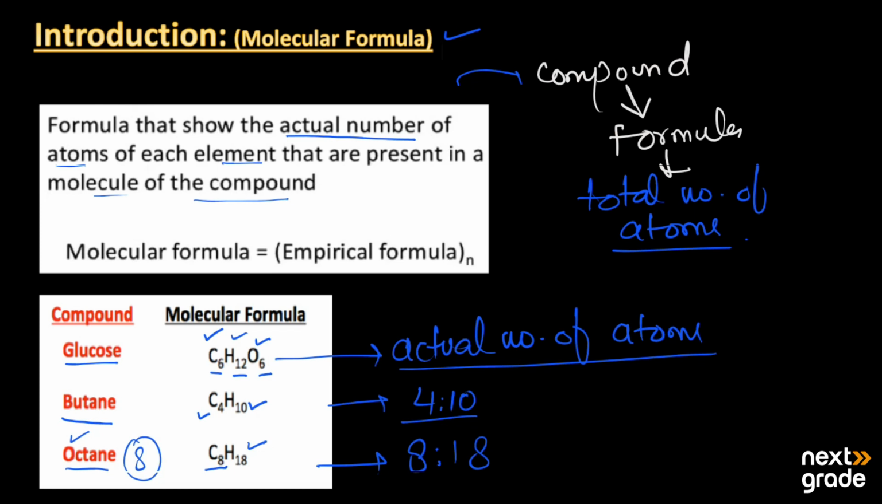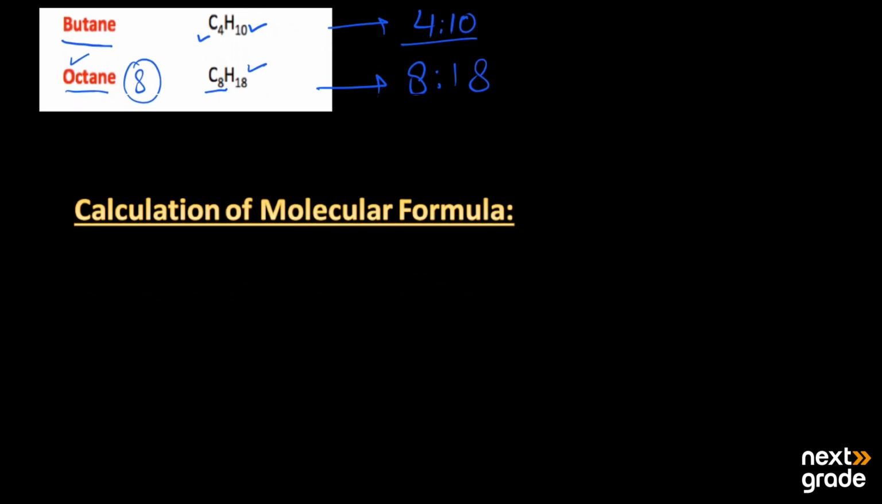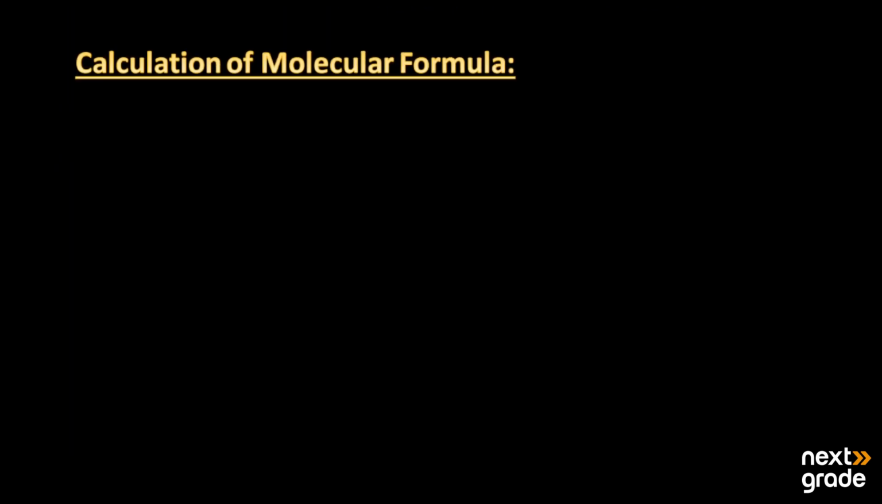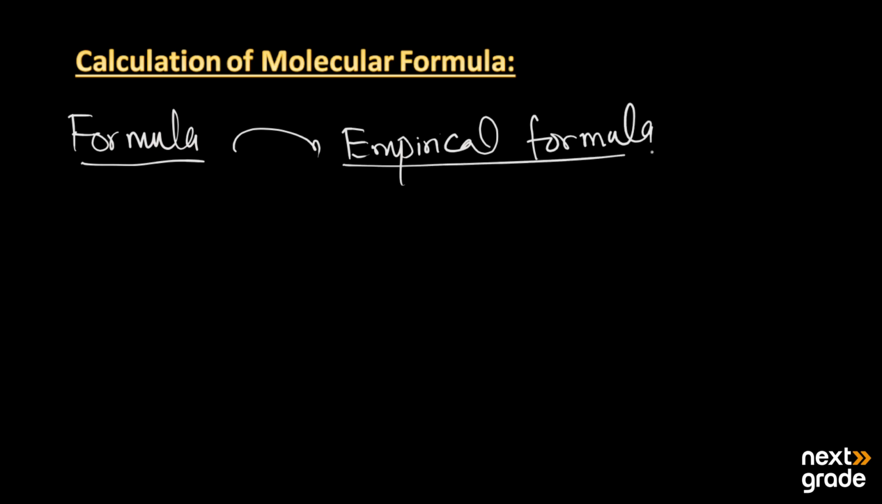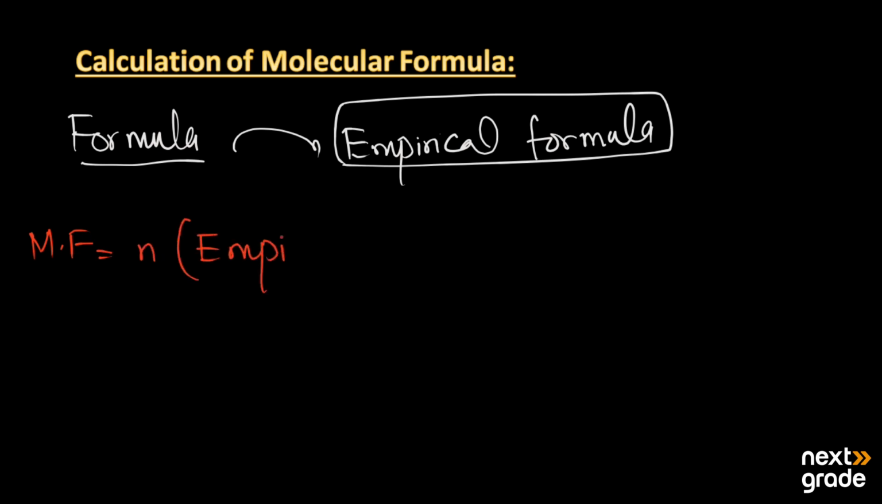Next we have the calculation of the molecular formula, how we can calculate it. We can calculate the molecular formula from the empirical formula. So for the calculation of the molecular formula, we need to know the empirical formula, because the formula for the molecular formula is N multiplied by the empirical formula.